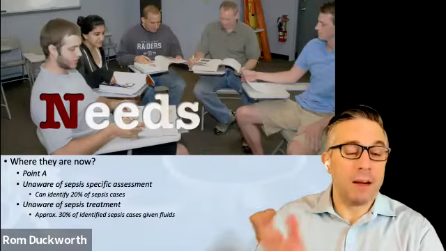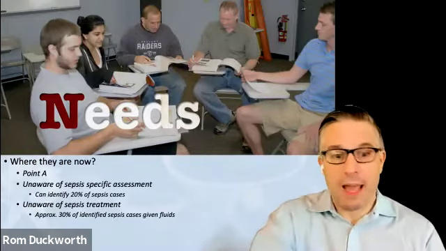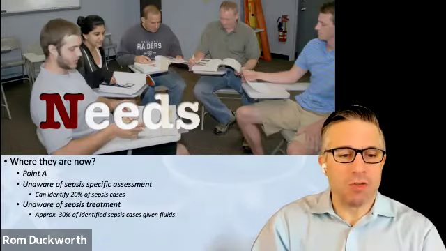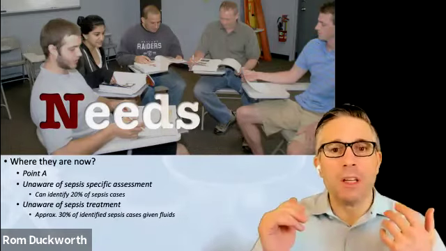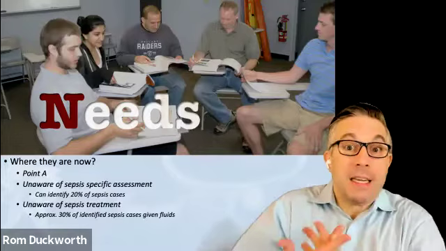There you've identified, let's say, they can only identify about 20% of sepsis cases. Well, we need to get those numbers up for the ultimate goal that we're trying to achieve, right? These needs will drive our objectives to get us to that goal. Maybe they're unaware of sepsis treatment. Maybe approximately 30% of patients through your quality assurance program have been identified as sepsis, even by the EMS providers, but didn't get fluids.